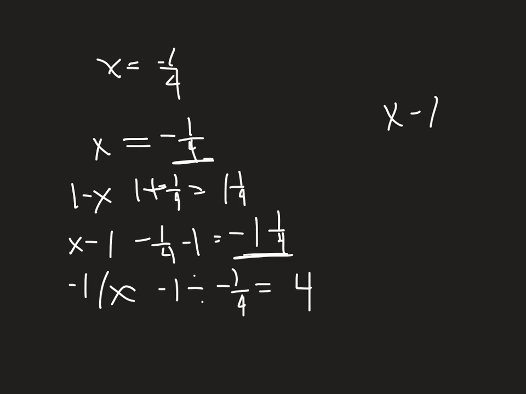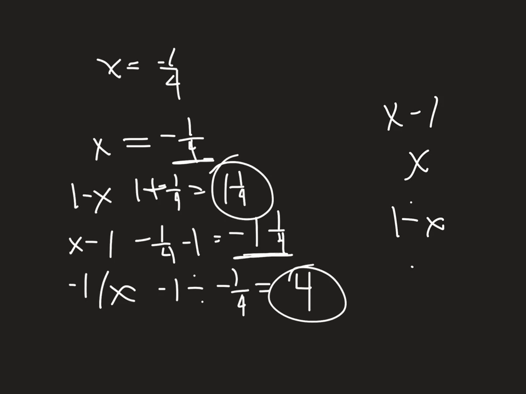Then the next smallest is negative 1/4, so x. And then the next one, 1 and 1/4, which is 1 minus x. And then the last one, the biggest one, is 4, negative 1 over x. Okay?